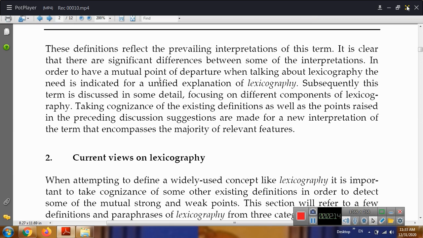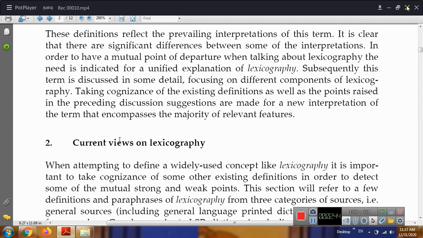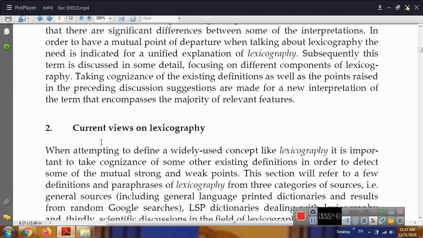In order to have a mutual point of departure when talking about lexicography, the need is indicated for a unified explanation of lexicography. Subsequently, this term is discussed in some detail, focusing on different components of lexicography, taking cognizance of the existing definitions, as well as points raised in the preceding discussion. Suggestions are made for a new interpretation of the term that encompasses the majority of the relevant features.